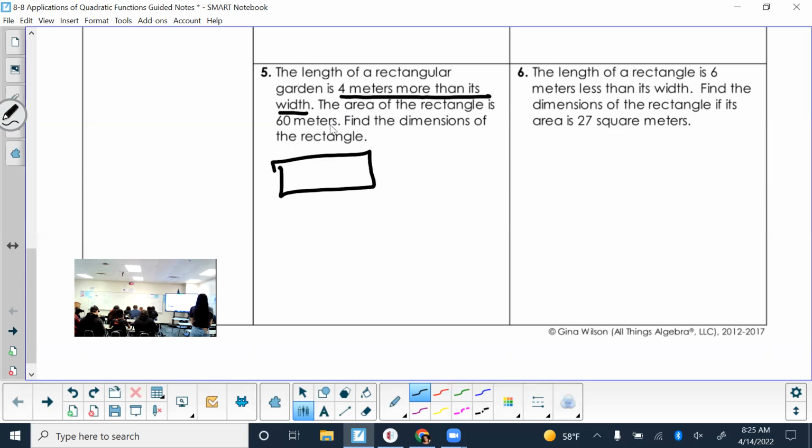No. So what do we always label unknowns? As x or some other variable. Then it says that the length is 4 meters more than the width. So 4 compared to x. What does more than tell you to do in math? So then my length is going to be 4 plus x, because that would be 4 more than the width. Make sense?